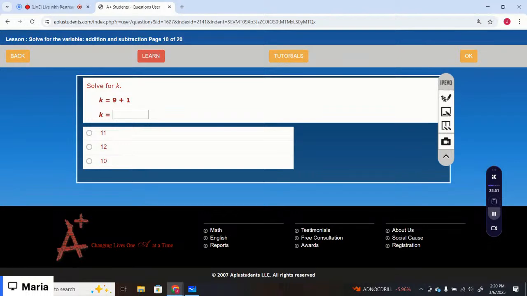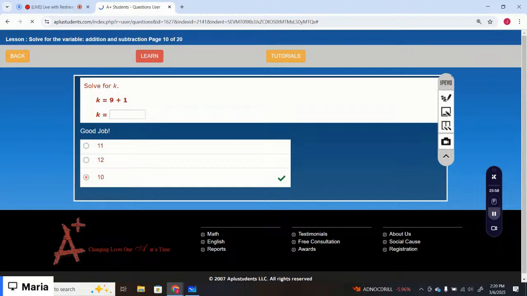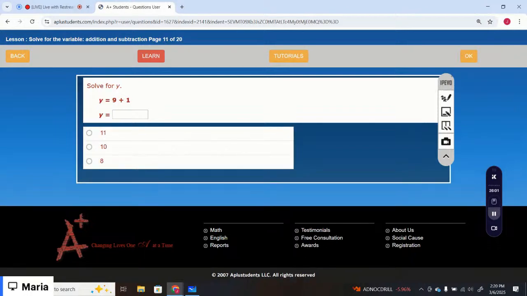That is k equals 10. Option number 3 is the correct option. That is k equals 10. Solve for y equals 9 plus 1. That is y equals 10.